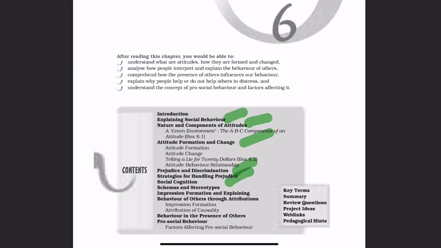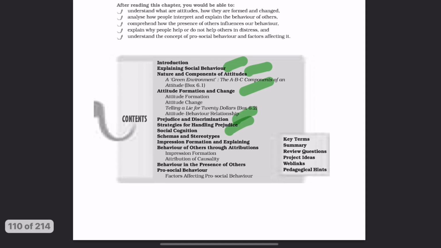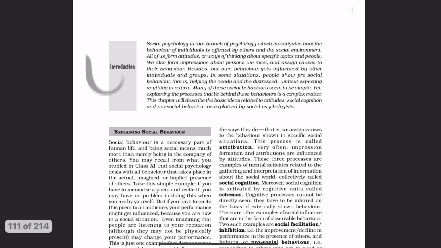This is the chapter that deals with social psychology, you can say. We study all these things: attitude change, social cognition in social psychology. Social psychology is where we study how social context affects the human psyche. So that is social psychology.